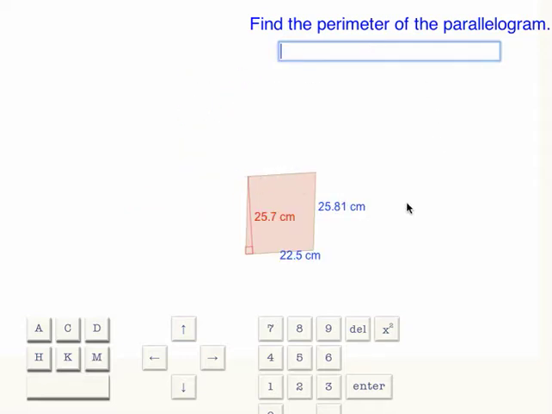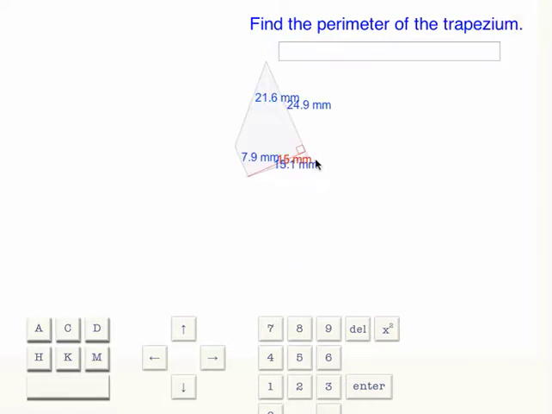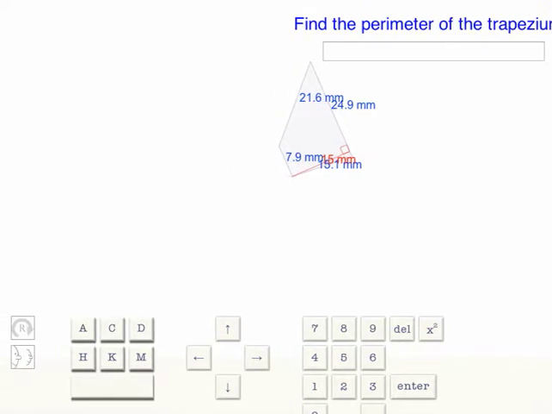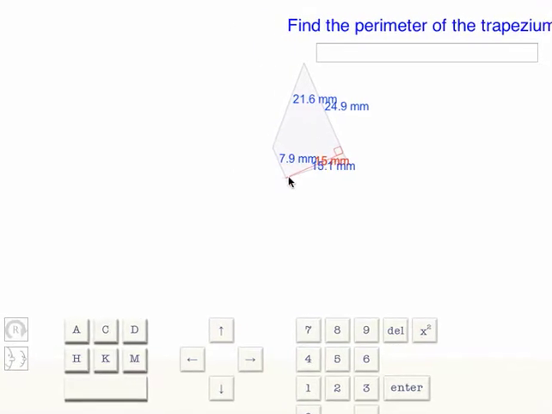All right, let's look at the perimeter of a trapezium. Find the perimeter of the trapezium. Now, there's a couple of problems with this trapezium. One, it's hard to see the height, it's hard to see the slant height here.